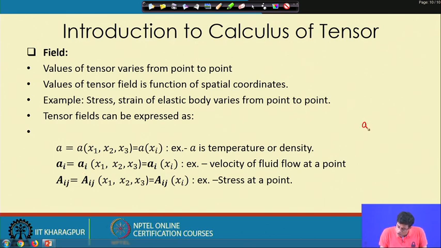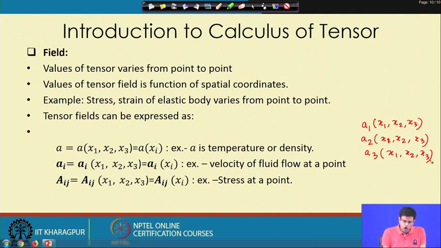So, if I write it in an expanded form, or in a component form, A1 is also a function of x1, x2, x3, A2 is a function of x1, x2 and x3, and similarly A3 is also a function of x1, x2, x3, right. So, this is the short form of this, and we write it ai(xi). That means, ai's are all functions of xi's, right.